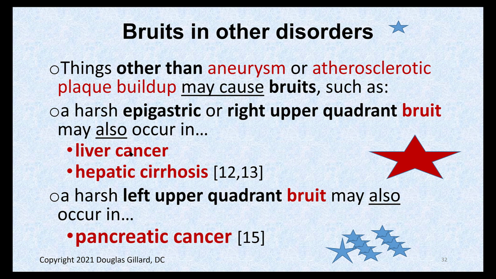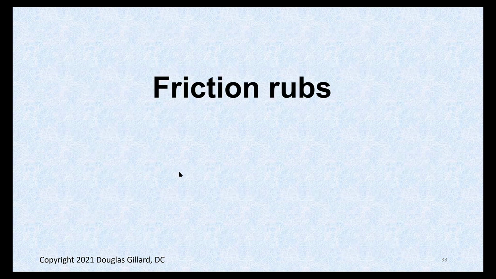It can be from liver cancer and cirrhosis of the liver, or pancreatic cancer for that matter. And those bruits would be auscultable in the left upper quadrant and the right upper quadrant. Even in the epigastric area for liver cancer, depending on what lobe it's in. All right, let's talk about friction rubs, and we're out of here.